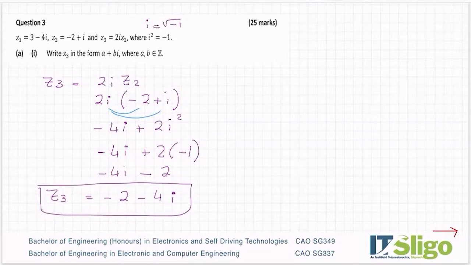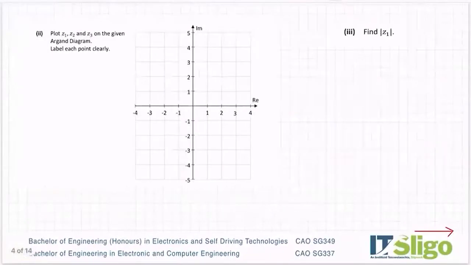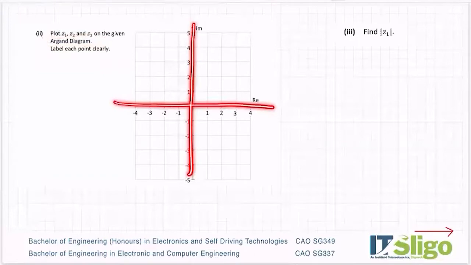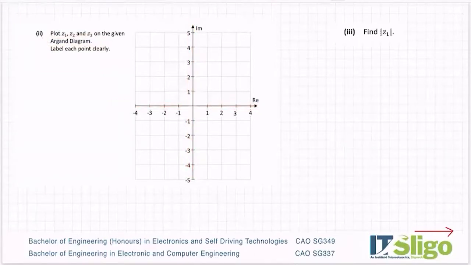Okay. Now, next part of it: plot z1, z2, and z3 on the given Argand diagram. Okay, so the Argand diagram is what we call where we plot them. It's called a Cartesian plane when you're doing the line or the circle or anything like that. It just has a special name in complex numbers called the Argand diagram. Okay, so this is what we call the real axis. It's the traditional x-axis, and the traditional y-axis is the imaginary axis.